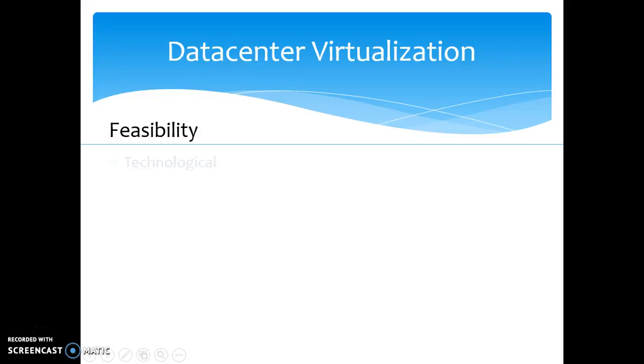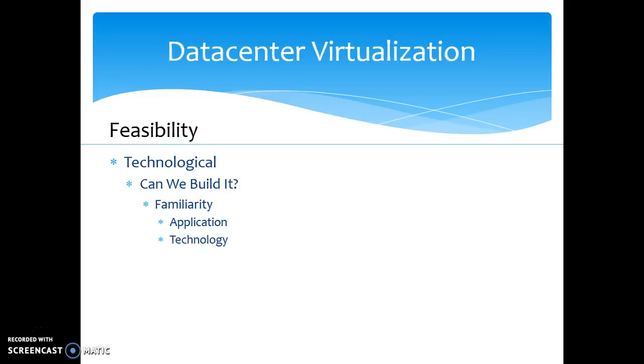The next step was to look at the feasibility, the technological: can we build it? The familiarity with the application and the technology. Currently, we run virtualization for some of our back-end servers, for some of our SQL servers and databases, so the application and the technology we're already familiar with. The size, we know the scope and the size that would be required. And the compatibility for the legacy type systems and for the data center can all be technologically built.